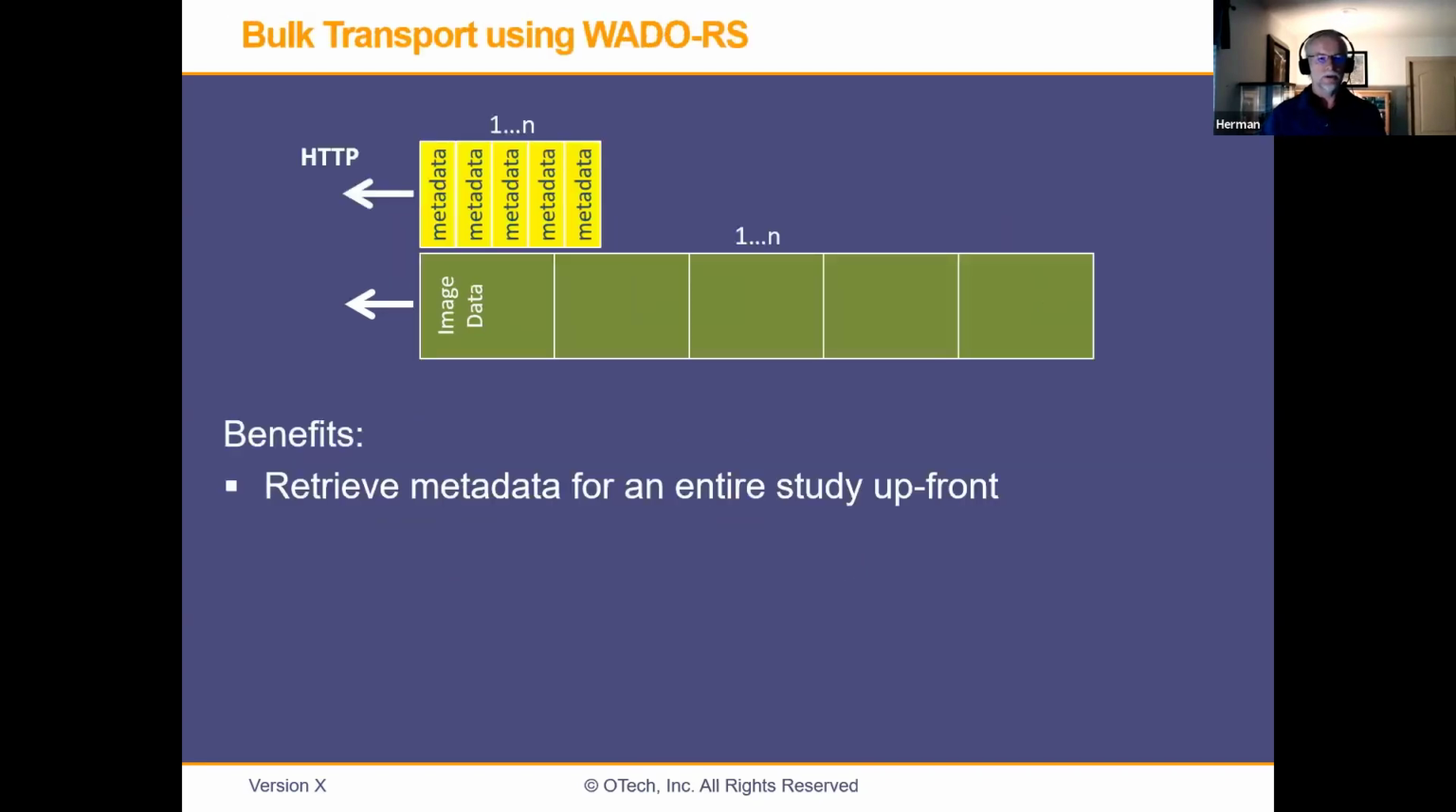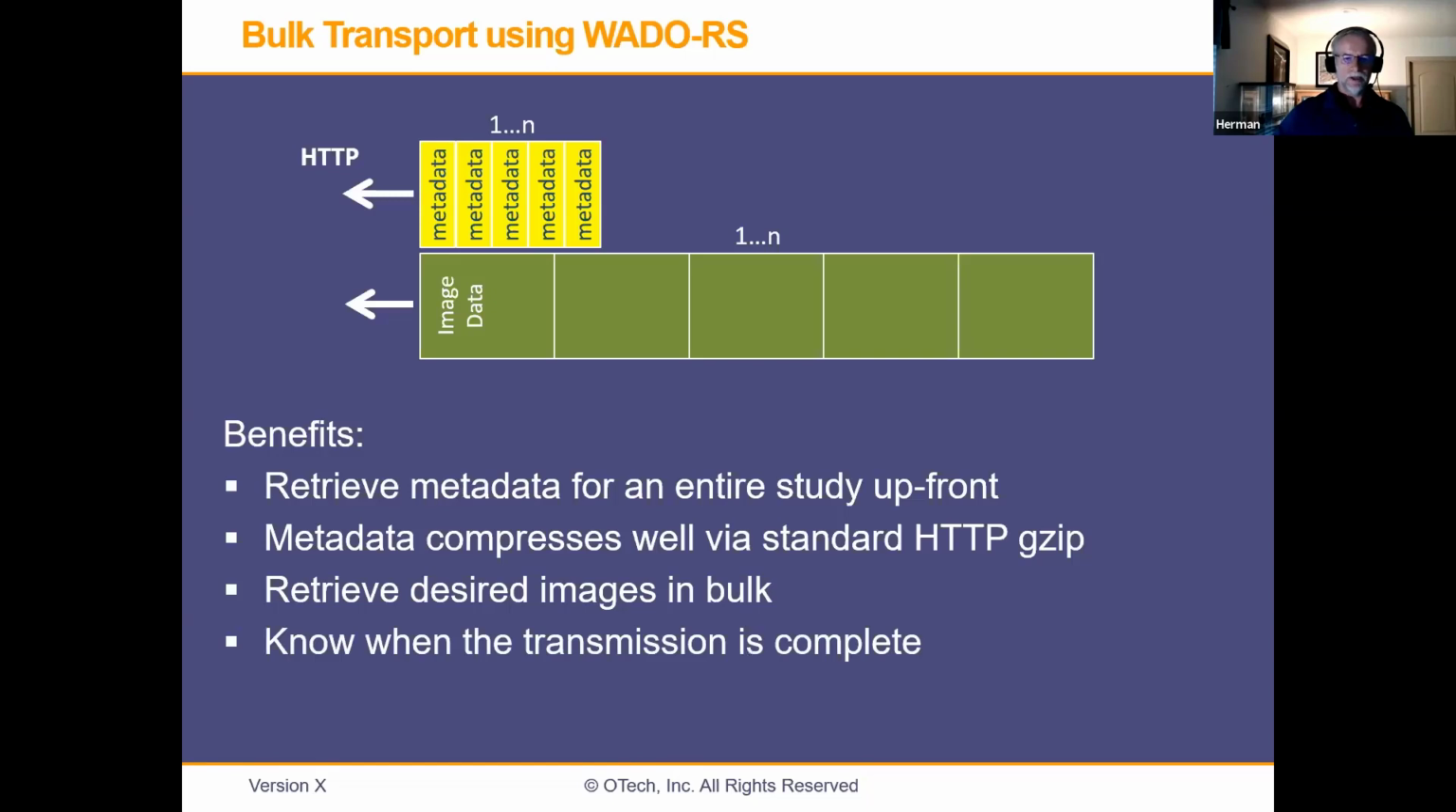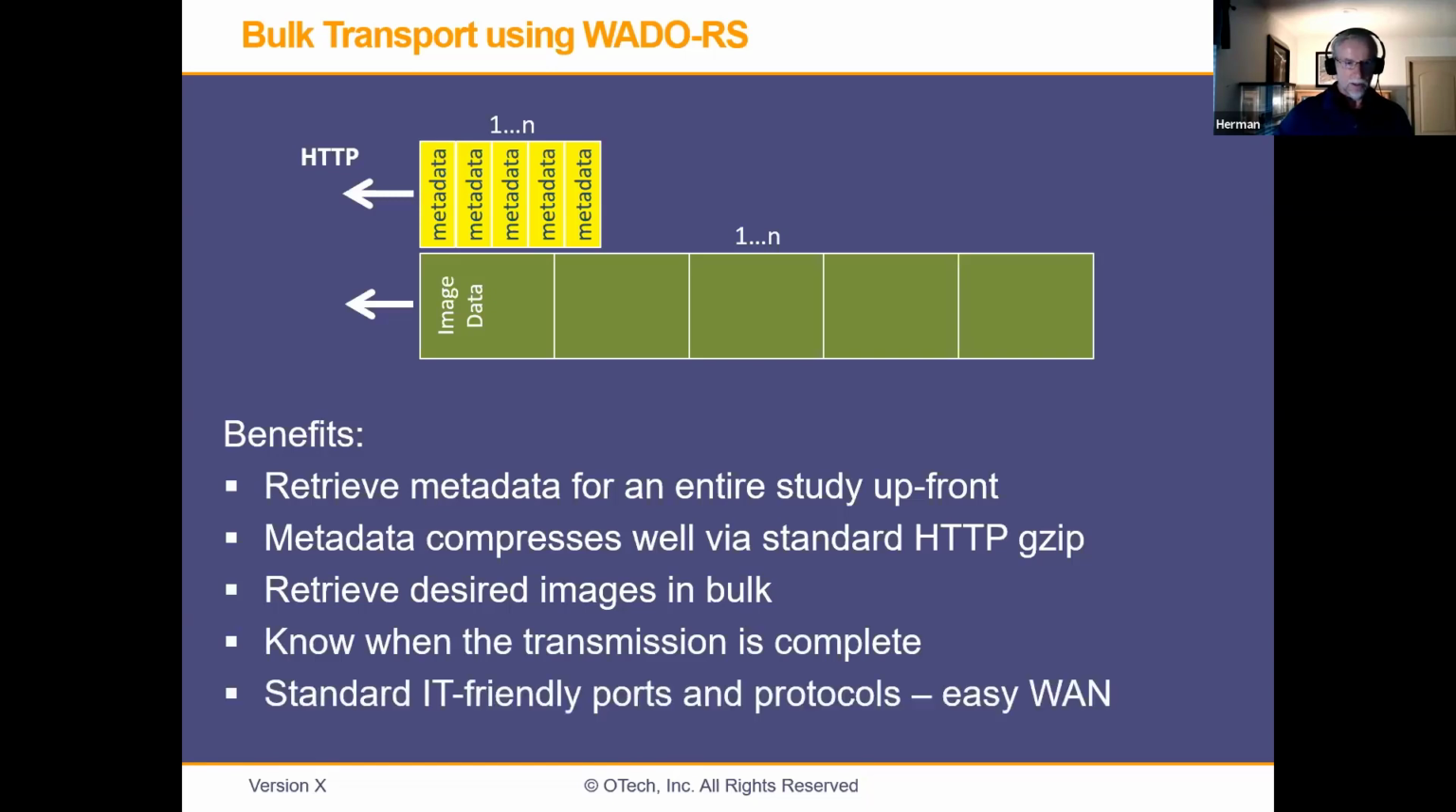Bulk transport, super cool. I can just take only the headers and all of the data. So I can retrieve the metadata and then find out what I would need on my mobile device, for example. And we can compress it very nicely using zip and retrieve the desired images in bulk and know when the transmission is complete. Okay, standard IT friendly ports.